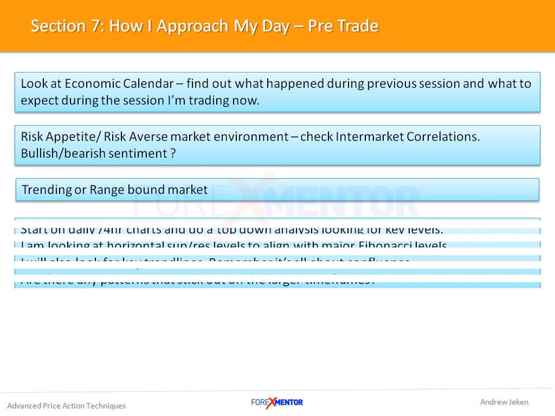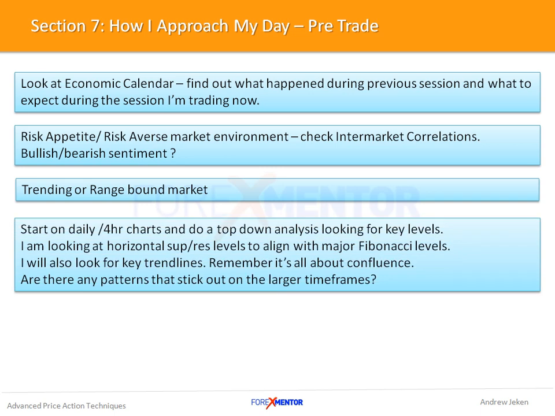Okay, I then want to start by looking at my daily charts and 4-hour charts and do a top-down analysis, looking for key levels. So I'm looking for horizontal support resistance levels to align with major Fibonacci levels. I'll also look for key trend lines. Remember we went over this in section 2. We went over how I go about looking for those levels. Remember, it's all about confluence.